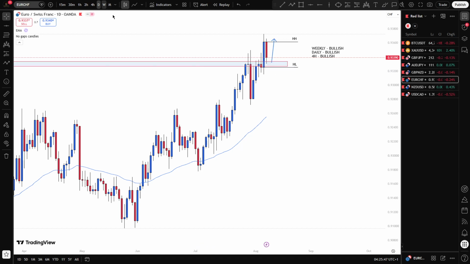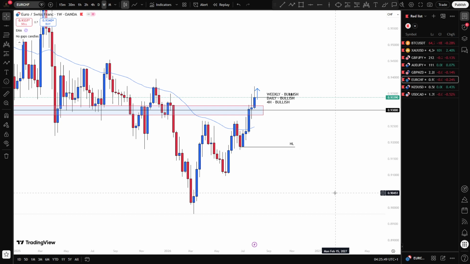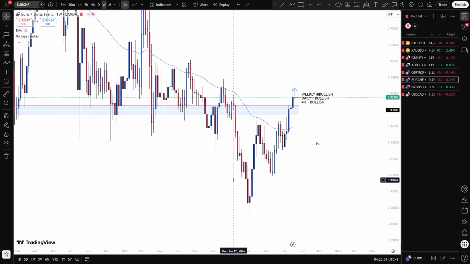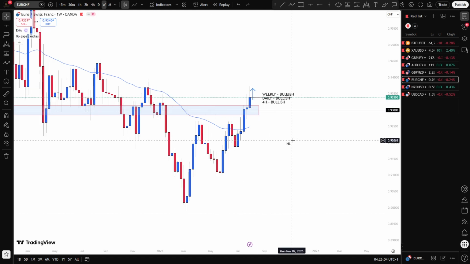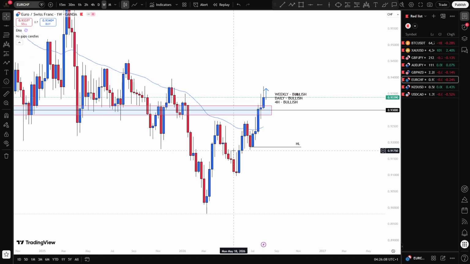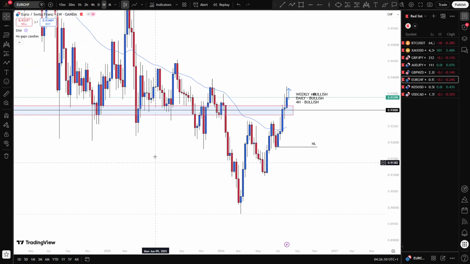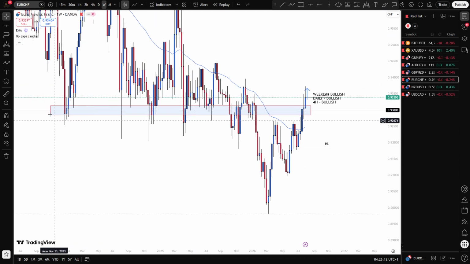So Euro CHF is a very interesting trade because we've been bearish early this year, but last week's candle shifted the structure, so now we are bullish. So this is the higher high, this is the higher low. Now we are above this strong area of interest here. We are above this zone.